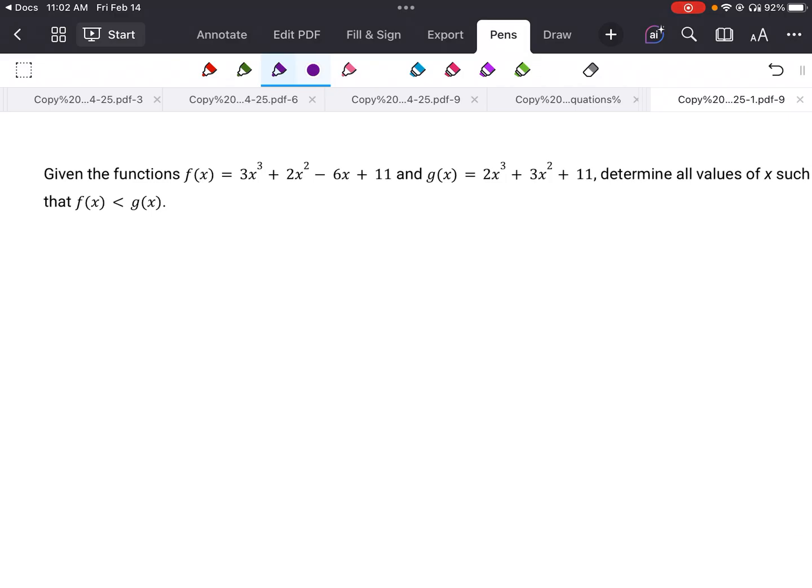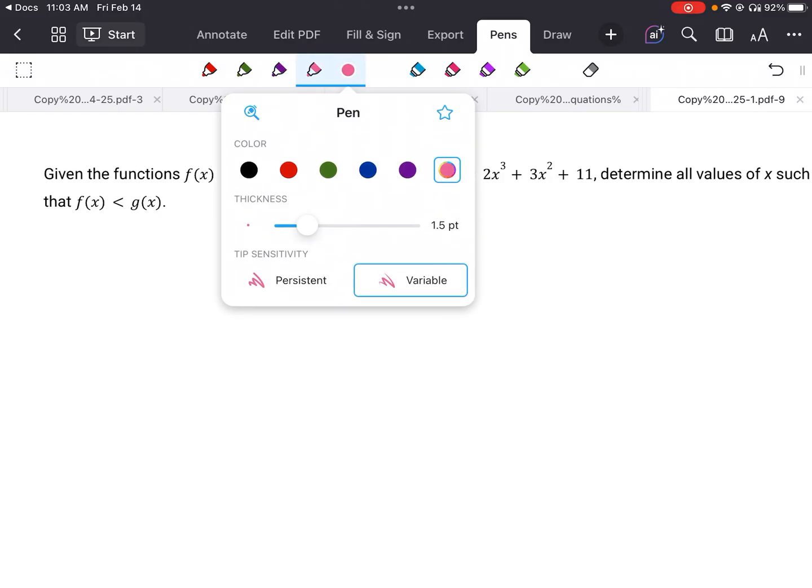Okay, next one. Given the functions f of x equals 3x cubed plus 2x squared minus 6x plus 11, and g of x equals 2x cubed plus 3x squared plus 11, determine all values such that the first function is less than the second function. So even though it doesn't say, use our knowledge of graphs, because we worked with an inequality using the factor table in a previous lesson, we're going to use a graph to determine the answer in this.